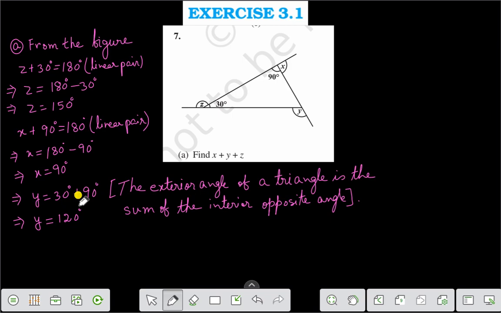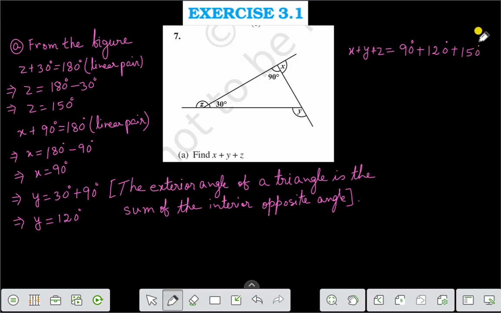Now we find the value of x as 90, y is 120, and z is 150. If we add the values, we'll find the value of x plus y plus z. The value of x is equal to 90 degree plus the value of y is 120 degree and the value of z is equal to 150 degree.